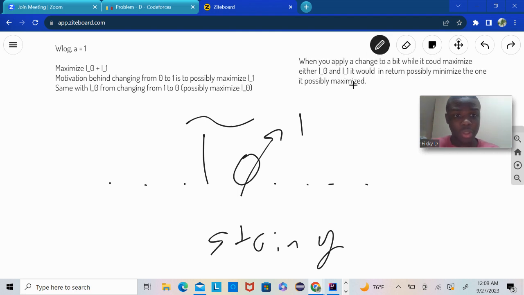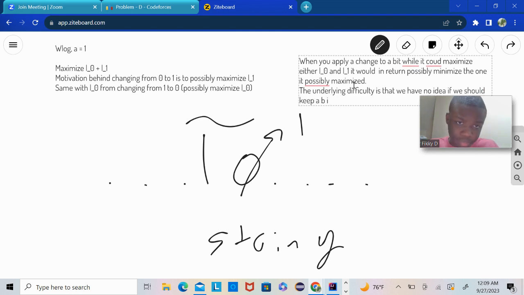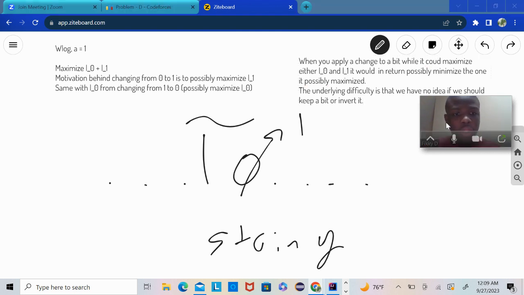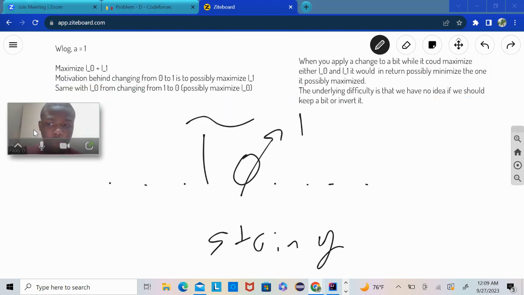The underlying difficulty fundamentally is that we have no idea if we should keep a bit or invert it. And more specifically, we don't know if we should change it to 0 or to 1. It's weird because we have two things to maximize, but they compete with each other, right?